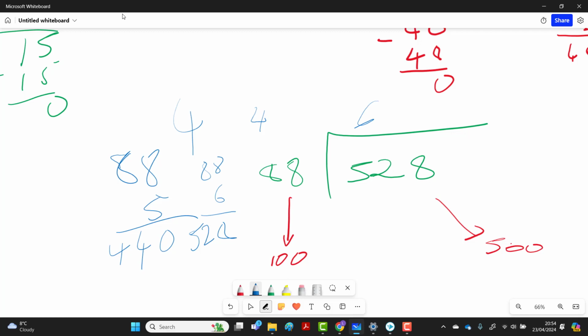Yeah, so that's the way of doing it. It's all about guessing, trial and error. That's how you do double digit division. Okay, we'll leave it there and see you next time.